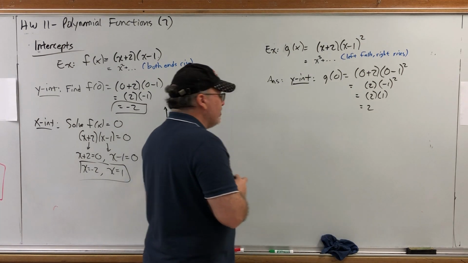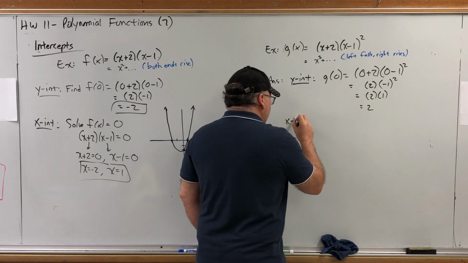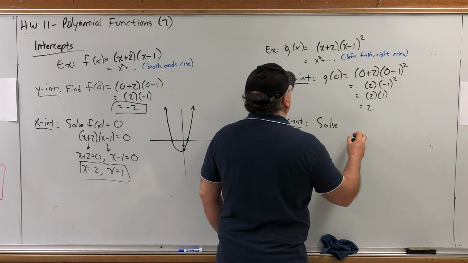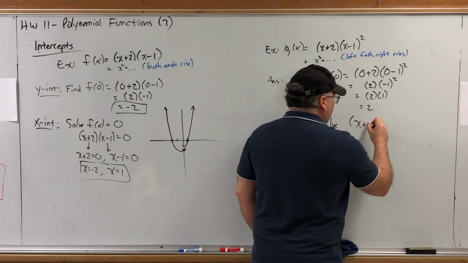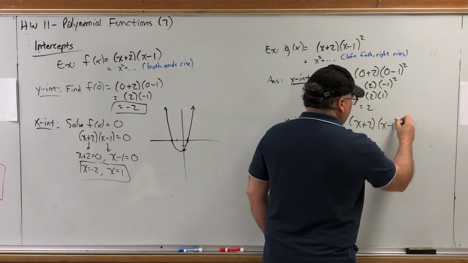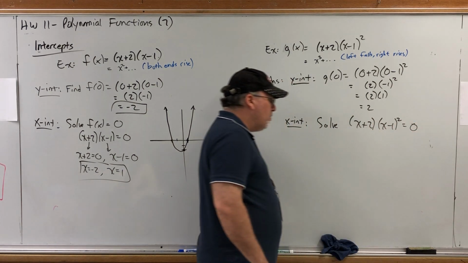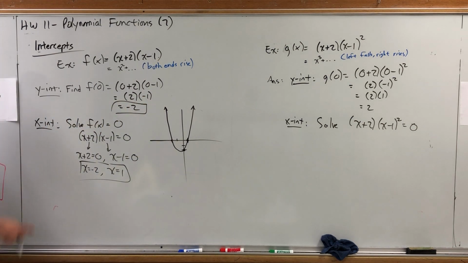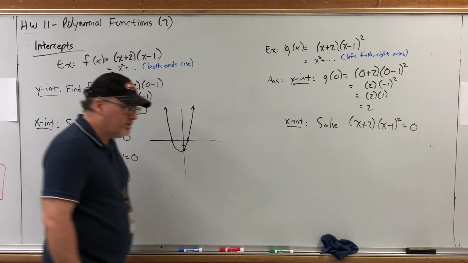So we get a different y-intercept. For the x-intercepts, we still have to solve the function equal to 0. So we're going to solve x plus 2 times x minus 1 squared is equal to 0. But this function has the exact same factors as the previous one. It's just that one of the factors has a square on it.